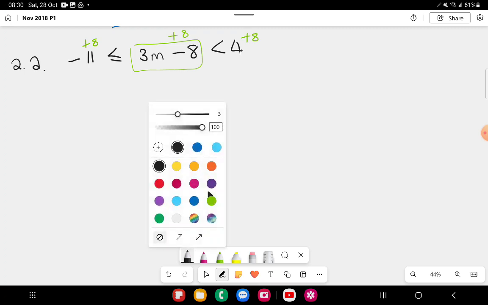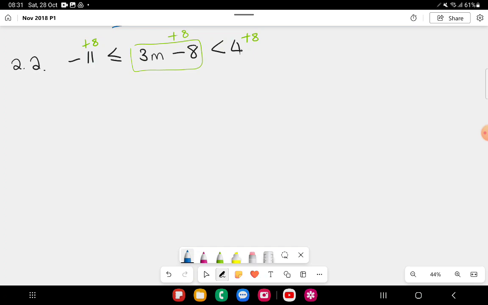So this means that on the far left, I have 8 minus 11, which is going to give me minus 3. And that is less than or equal to 3m, because this cancels out. And that is less than 4 plus 8, which is 12.